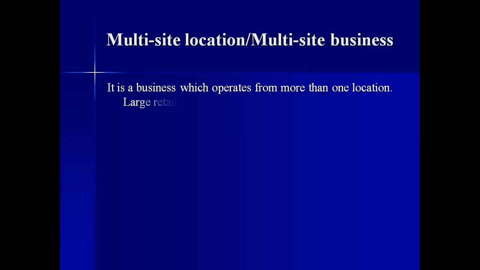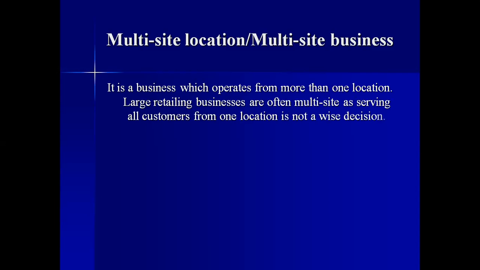It is a business which operates from more than one location, right? Large retailing businesses are often multi-site, as serving all customers from one location is not a wise decision. Think about Pepsi and Coke. They do not operate from one location. They have their plant in Pakistan as well. They have a plant in India, UK and USA as well. So it means that they operate from different locations to meet the needs of the people in that country. And we call such businesses multi-site businesses or multi-site locations.